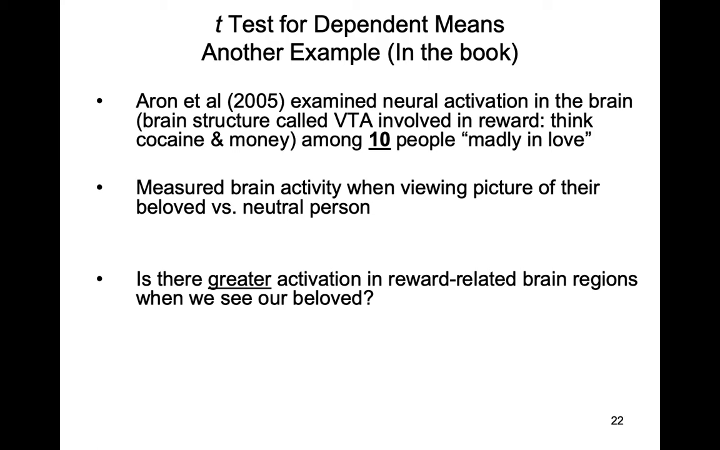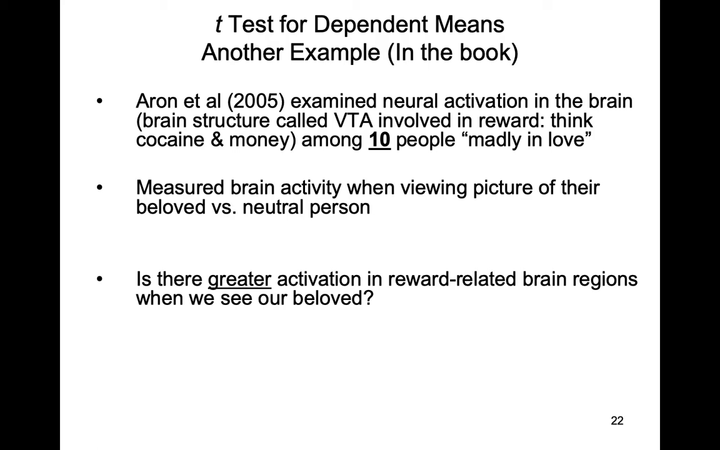All right, let's do another example. And this is in the book, so you can follow along here and then also go back and read it in the book for extra reinforcement. What the authors of the textbook report is that there was a 2005 study in which the researchers examined neural activation in the brain, specifically in a brain structure called the VTA that is involved in reward. And so basically this part of your brain becomes active when people take cocaine or when they win the lottery. And so they hypothesized that being in love ought to activate this part of the brain as well.